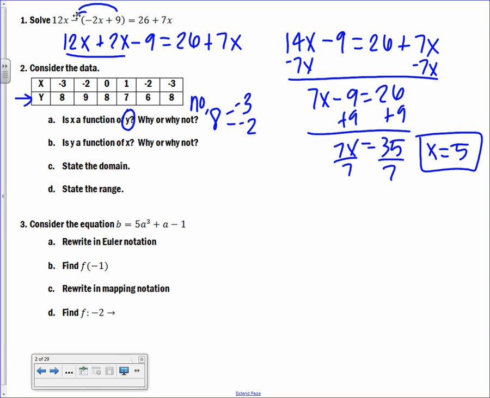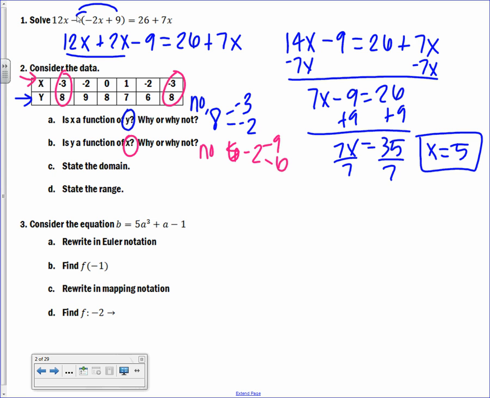So let's try B. This time I'm going to look at my x's first. I'm going to see negative 3, negative 2, 0, 1, negative 2, and negative 3. Well, negative 3 gives me 8 both times. So that is not a problem. It is a problem, however, that that negative 2 is matched up with 9 and 6. So the negative 3, 8, negative 3, 8 is okay. It is the negative 2 going to 2 different outputs that is not okay.